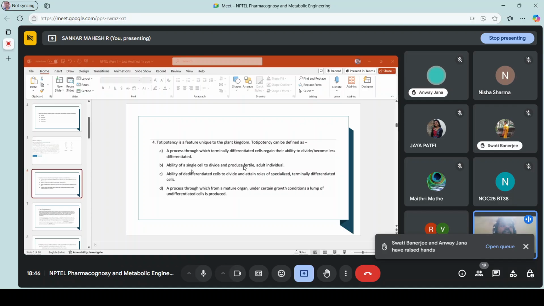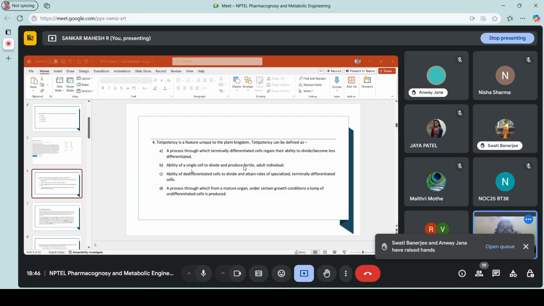Yeah, Swati can go first, then Anvay can go. Swati, you can start by eliminating an option by telling us what a particular option here is referred to as. You can unmute, Swati. I think it is option B, ability of a single cell to divide and produce fertile adult individual, totipotency.